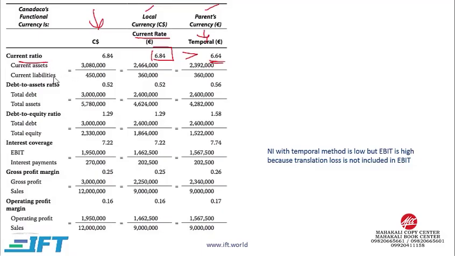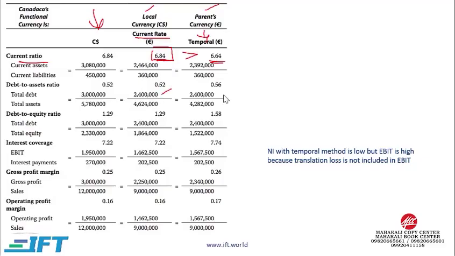Current ratio is current assets over liabilities. With the current rate method, all the current assets are being translated using the higher rate. Whereas in the temporal method, only the monetary assets are being translated. Inventory is not considered monetary. The liability numbers are the same in both cases, and that is why the current rate gives us a better ratio. What about the total debt over total assets?